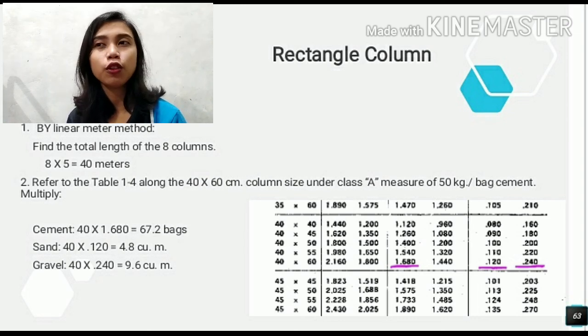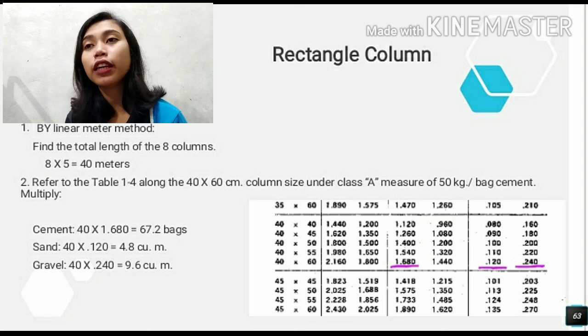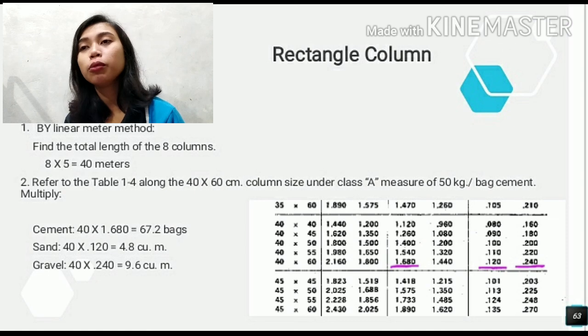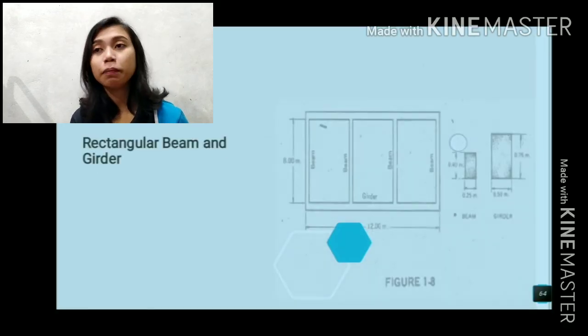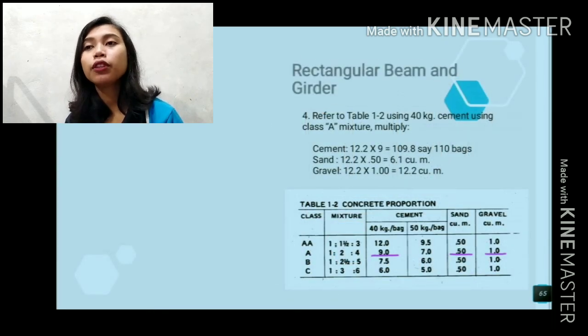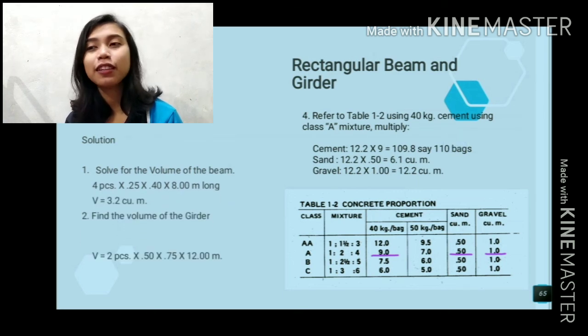So let's solve for cement, wherein we'll just multiply 40 by 1.680, which equals 67.2 bags. For sand, 40 multiplied by 0.120 is equal to 4.8 cubic meters. And for gravel, 40 multiplied by 0.240 is equal to 9.6 cubic meters.